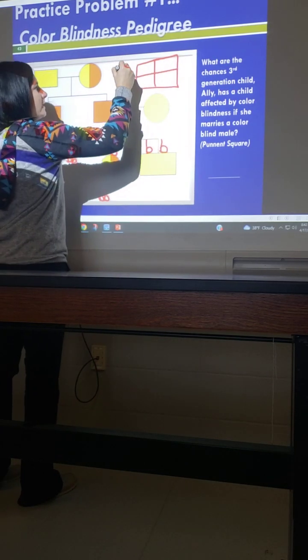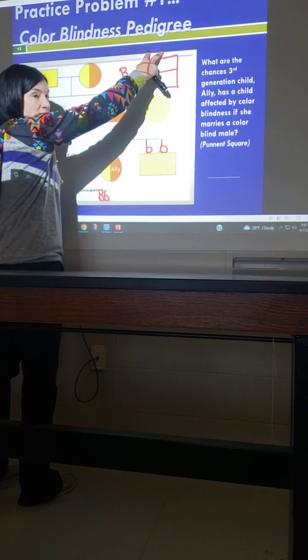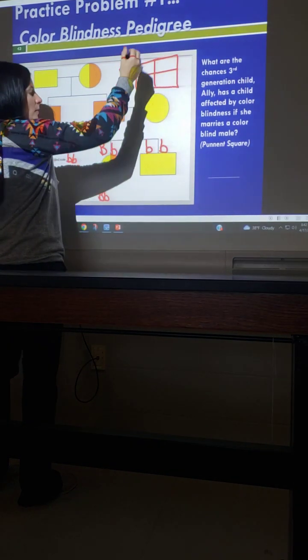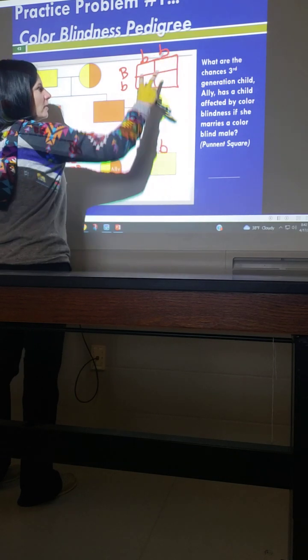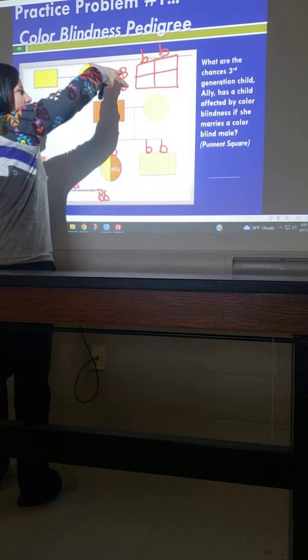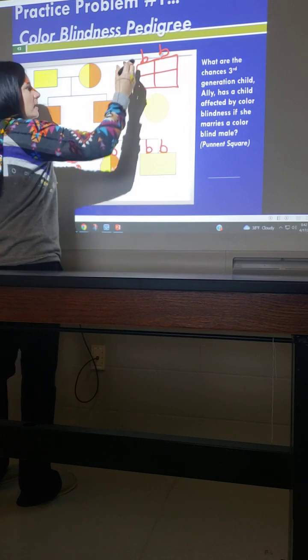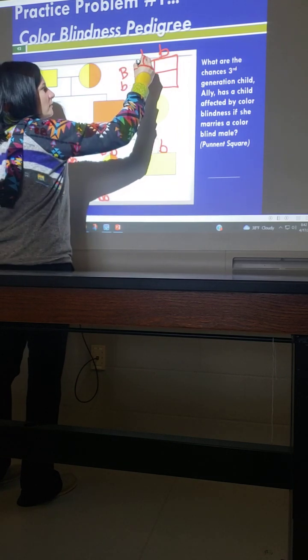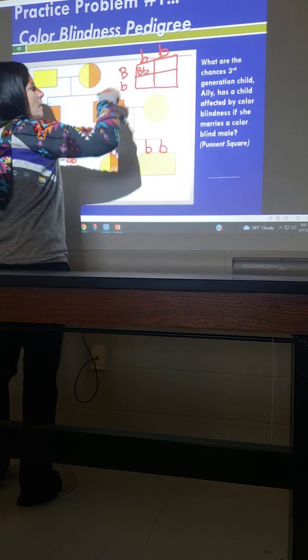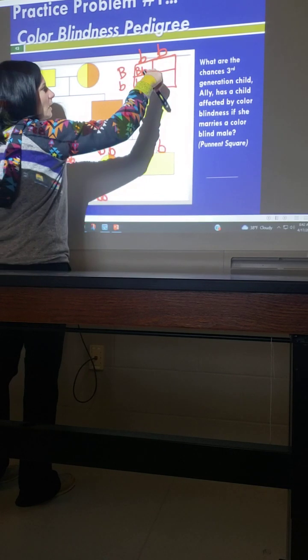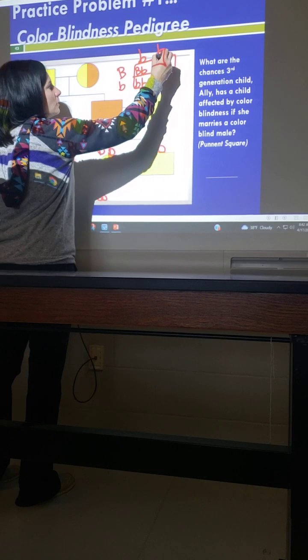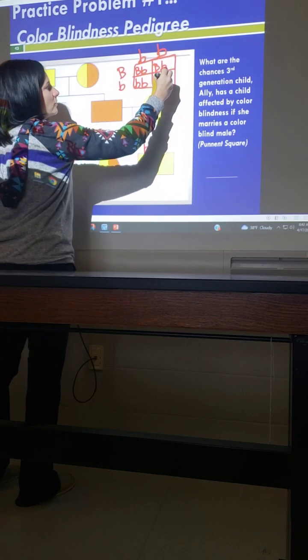So we can put Allie here. Would it be okay if we put her at the top? Yeah, that'd be no problem. It doesn't matter, but one letter from each parent goes at the top, one letter for each parent goes on the side, and now we cross it over. The big B comes over, the little b comes down. Little b over, little b down. Big B over, little b down, and little b over, little b down.